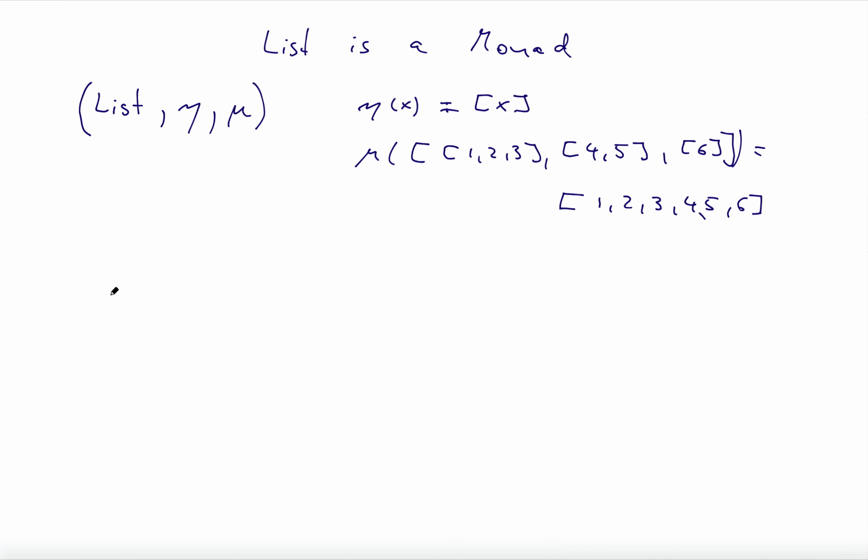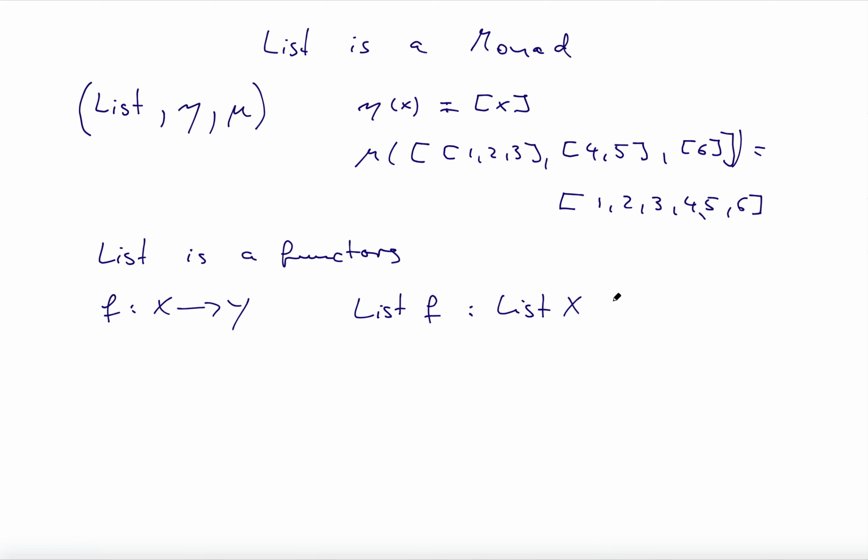Okay, so now we need to check that this is indeed a monad. So what do we have to do? First we have to say list is a functor. We've done this previously, just a quick recap. What does this mean? If you have a function f from x to y, then in Haskell that would be called map f, but in the more mathematical notation we write list f, which must now be a function from lists of x to lists of y.